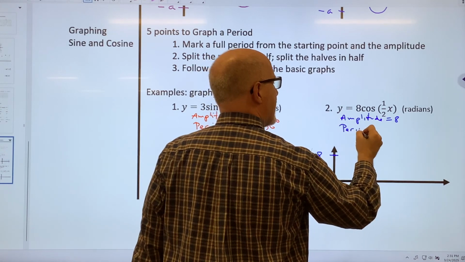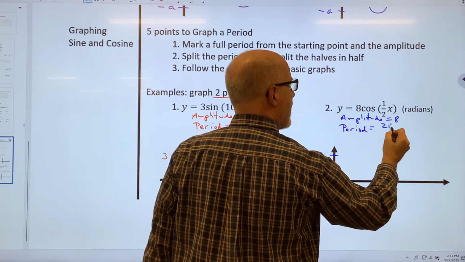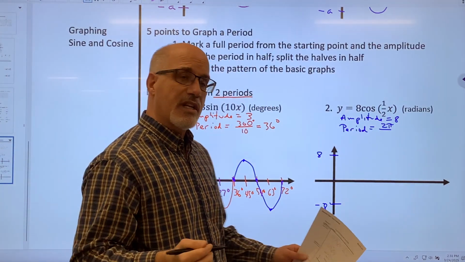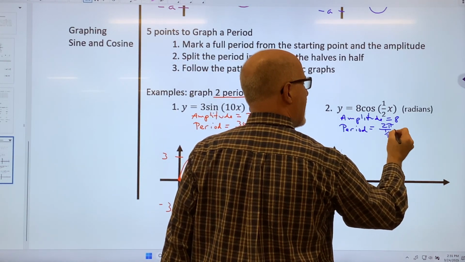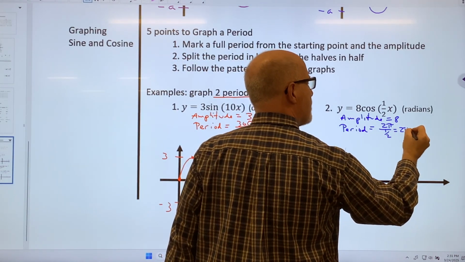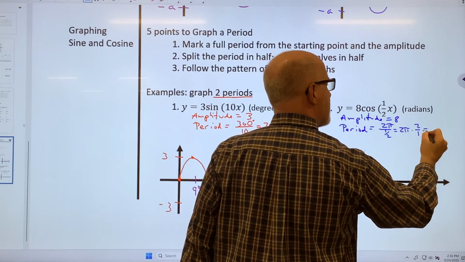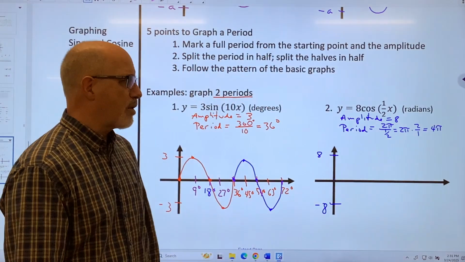Now I'm in radians, so what it tells us to do for radians is take 2 pi and divide by the number in front of the x. That's going to end up stretching it out because if I divide 2 pi by 1/2, that's the same thing as 2 pi times the reciprocal when you bring it up. So that gives me 4 pi as my period for this graph.